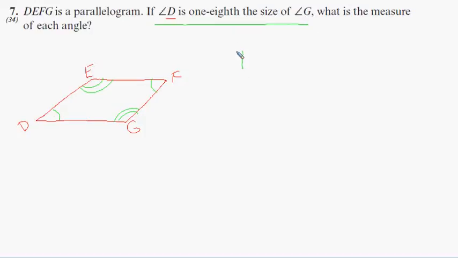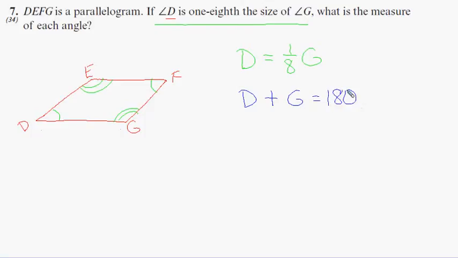Angle D, so we're going to say D equals 1/8 of G. And I'm literally using D and G as my variables. Why not, right? Okay. And the next equation I can write is that D plus G equals 180. I just mentioned that just a moment ago. D plus G is equal to 180.